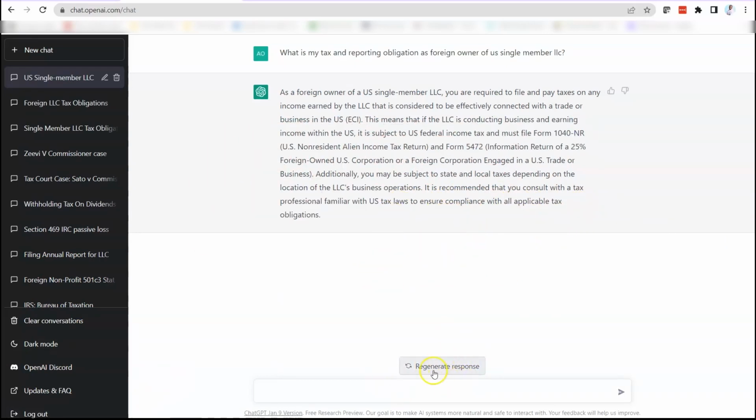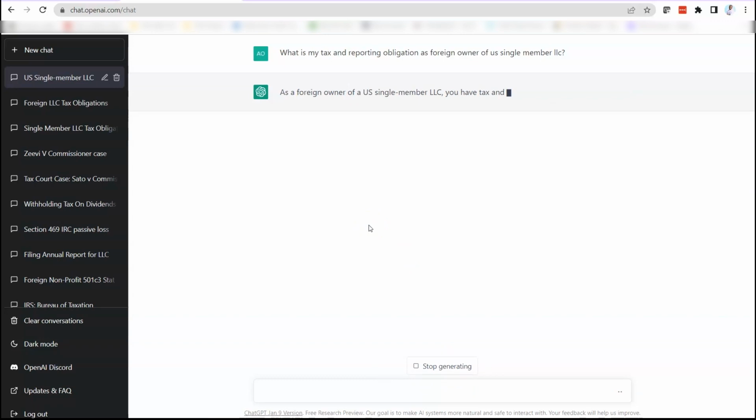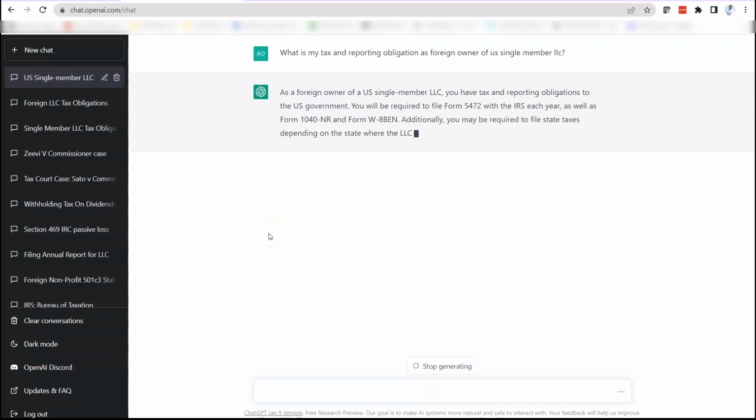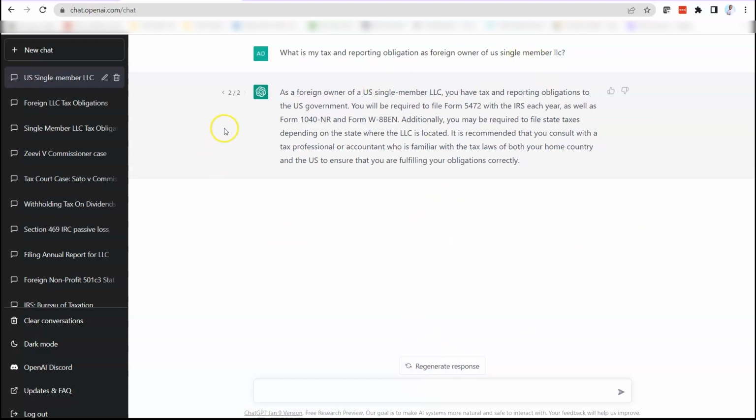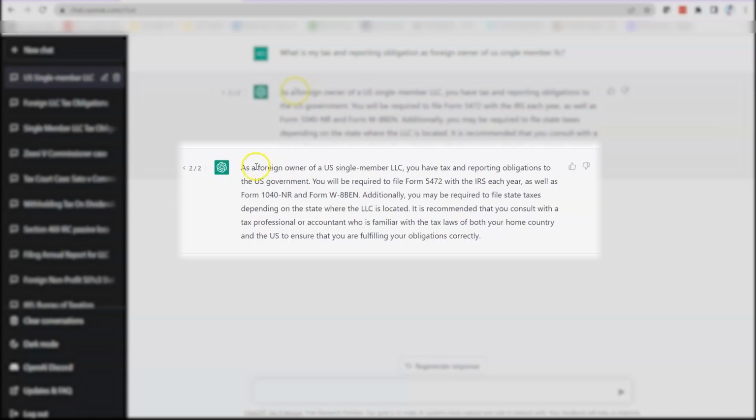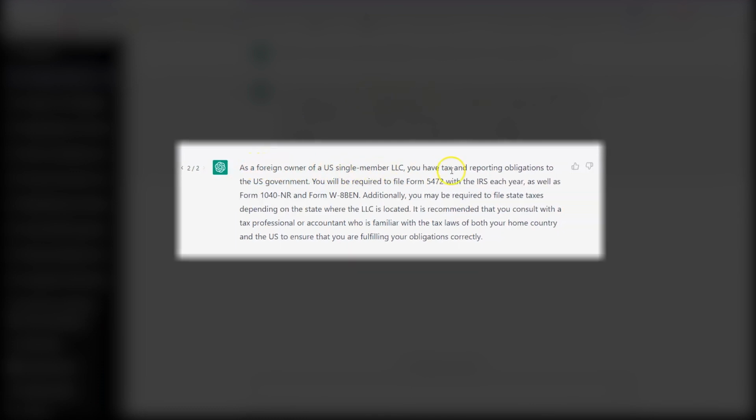Now let's regenerate more responses and see what we can get. All right, so we're generating our second response here. As you keep generating, it will give you more responses. If you want alternative answers and all of that, you can get more responses as you keep generating on the same questions. So here too, it says, as a foreign owner of a U.S. single member LLC, you have tax and reporting obligations to the U.S. government. So that's just prefacing the question.